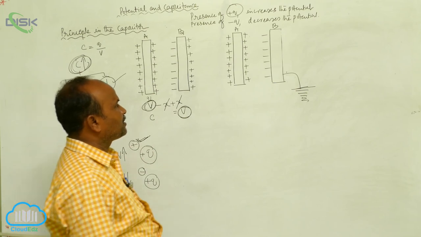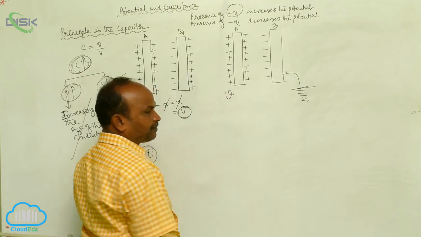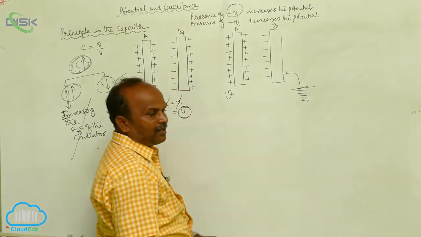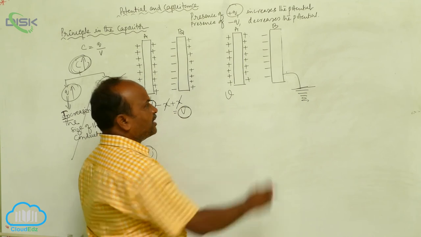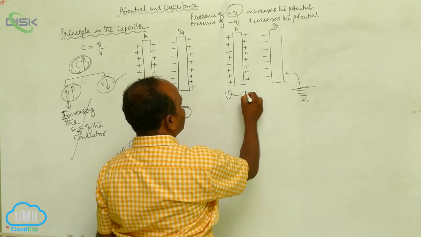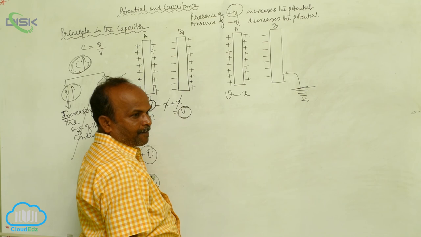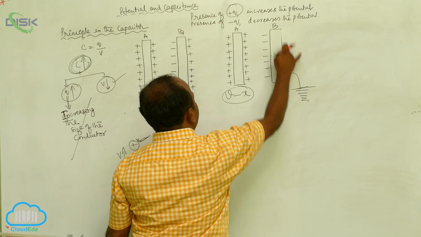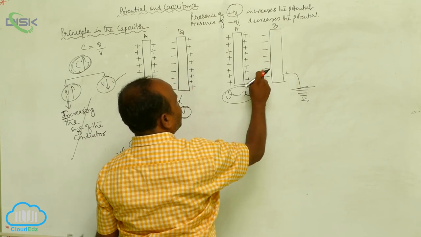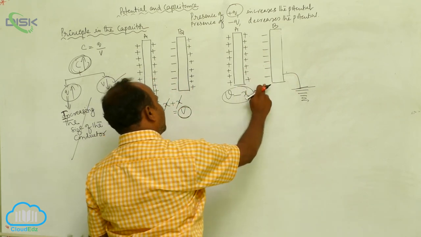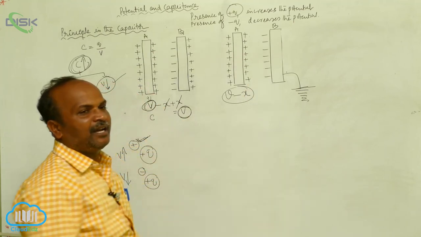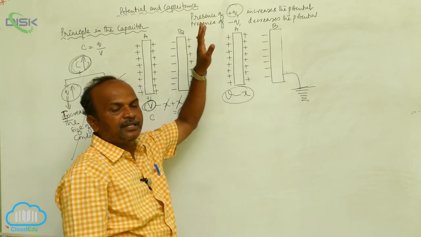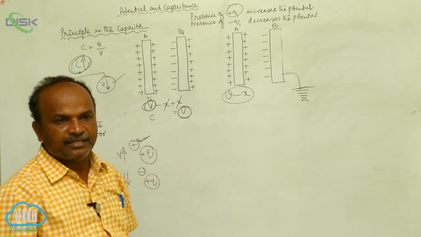Now, here in this case, what is the original potential? V. With an earthed conductor, only negative charge is there. This negative charge decreases the potential by x. Therefore, here there is no positive charge, only negative charge. That negative charge decreases the potential of V. As the potential is decreased, the capacity is increased.